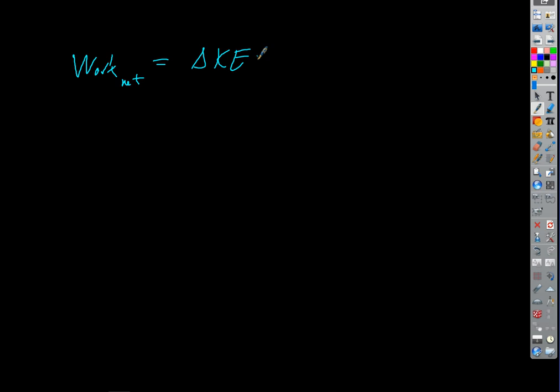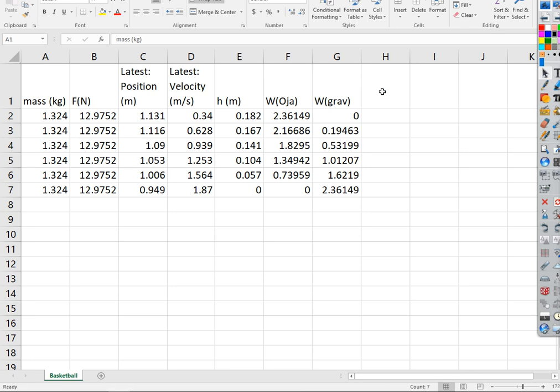Okay, let's look at our spreadsheet again. We can do something pretty cool with the spreadsheet. So let's make another column here where we're calculating the kinetic energy of the ball as it falls.